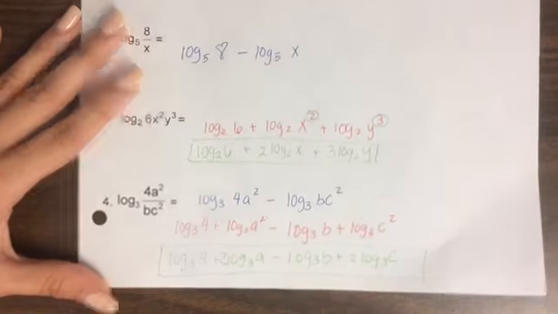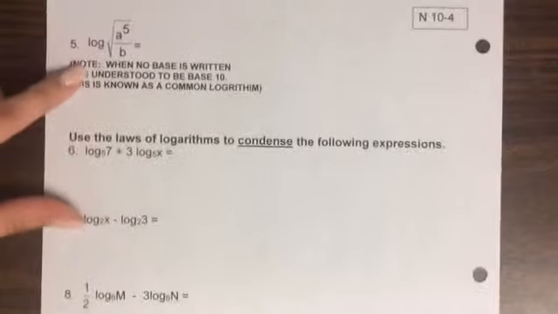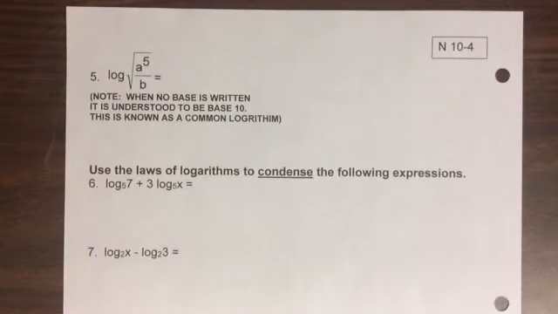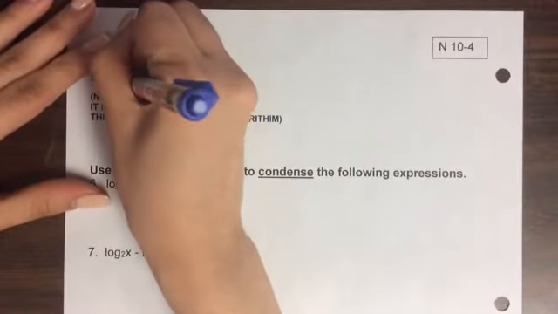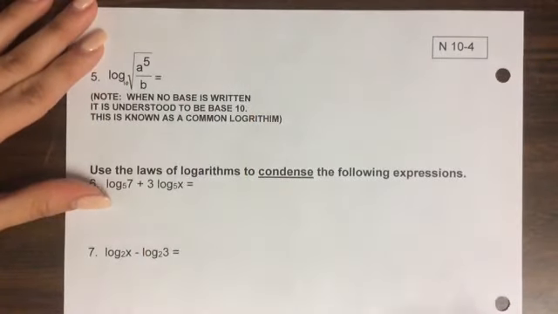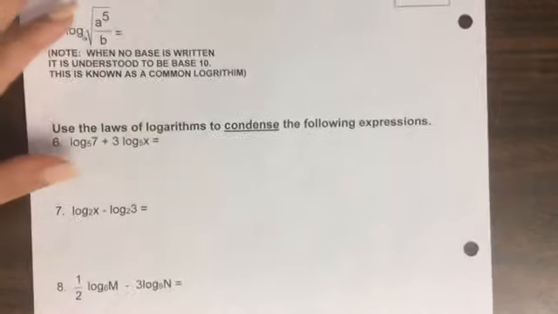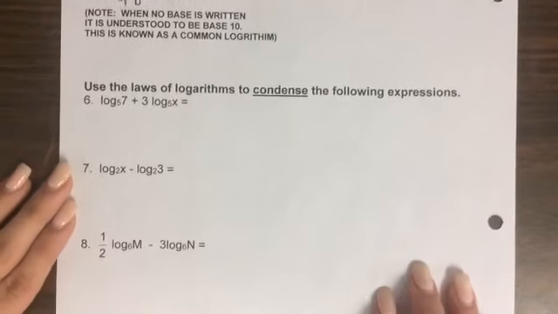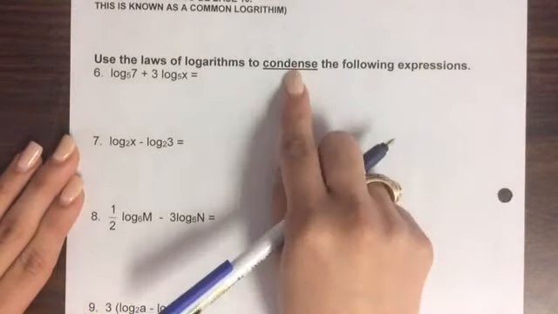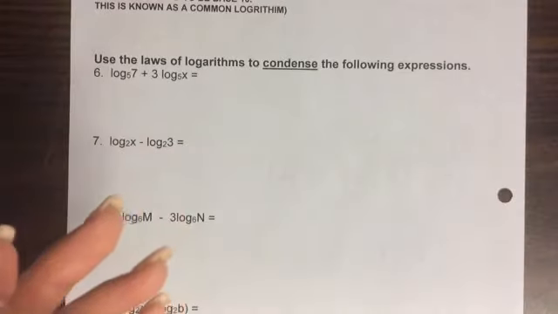Okay. Let's go ahead and flip it. As you see the little note that says up here, when no base is written, that means we're going to have a base 10. This is our basic log, so common log, that's what it's called. So let's go ahead and go backwards. So we're going to be actually condensing now.